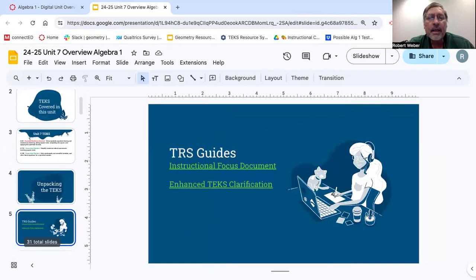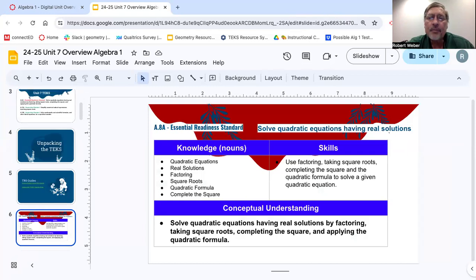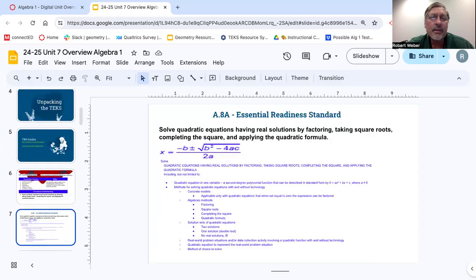Of course, in unpacking the TEKS here, we utilize the TRS documents. 8A, solving quadratics, having real solutions. There are a variety of ways that you want to get after this: factoring, taking square roots, completing the square, quadratic formula. Obviously, graphing would be another one that I don't see on there. So this is an important TEK for you to get through the quadratics.